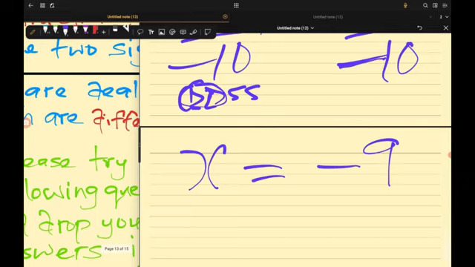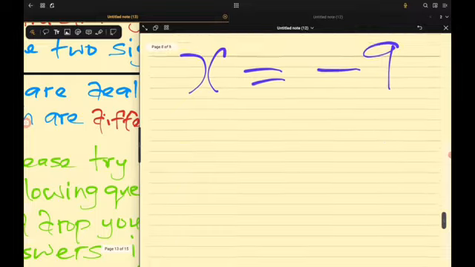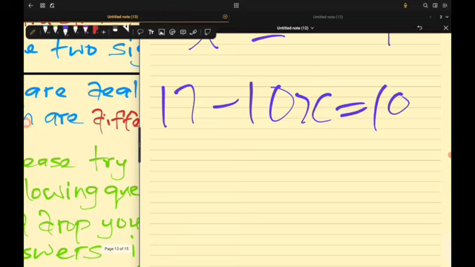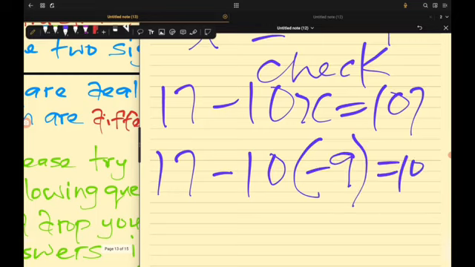So let's just quickly confirm. 17 minus 10x is equals to 107. We're trying to carry out a check. So our x is equals to minus 9. So it's 17 minus 10 into bracket of minus 9 is equals to 107.